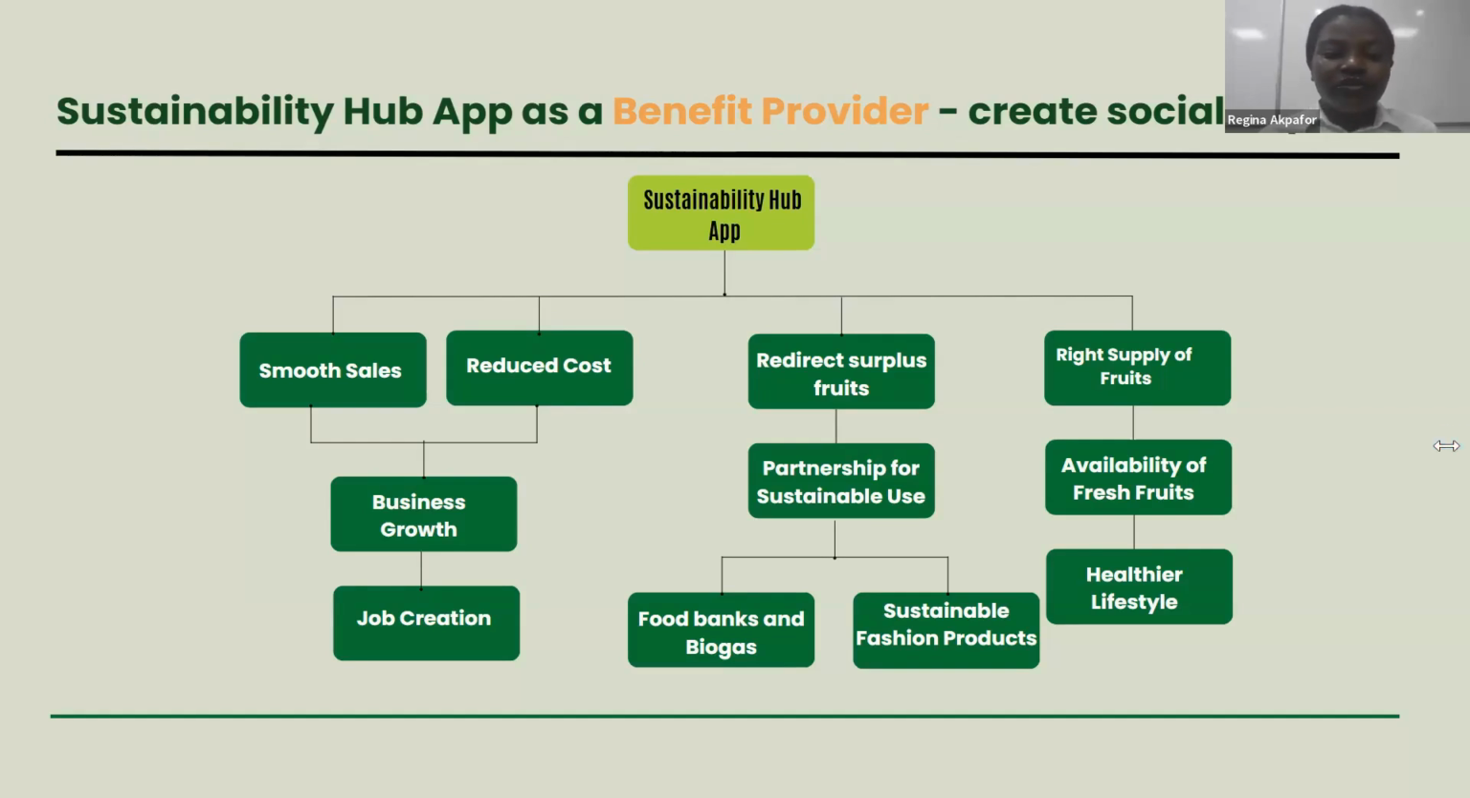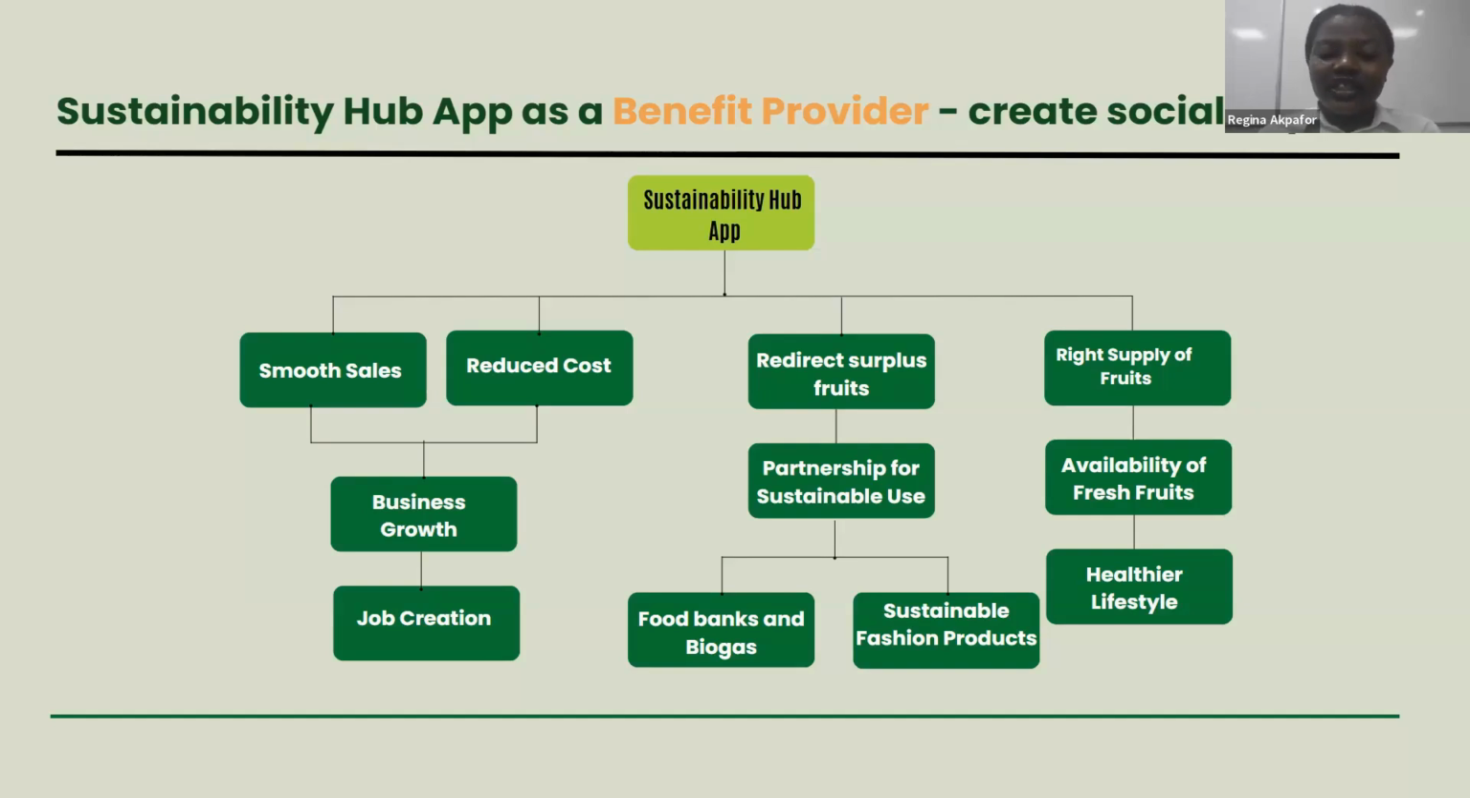With a combination of smooth sales and reduced costs, as shown on the screen, we are expecting the business to grow. As the business grows or expands, 1 or 2 people will be recruited. This will lead to job creation. This is in alignment with SDG goal number 8, which is decent work and economic growth. Another advantage of our app is that it helps to redirect surplus fruits, which is the waste and the near expiry products.